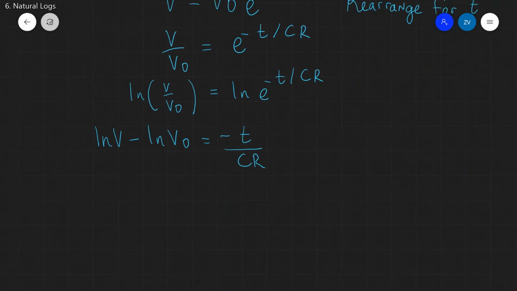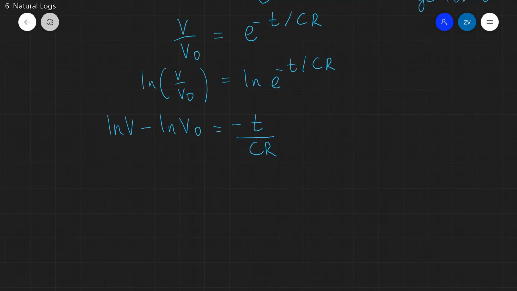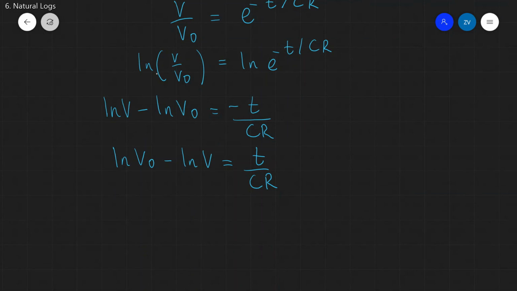What I'm going to do is multiply both sides of the equation by minus 1, and what I'll get is ln of V naught minus ln of V is equal to t over CR. So the minus sign actually flips this ln. So I can return this to fractional form by saying that this is equal to ln of V naught divided by V.